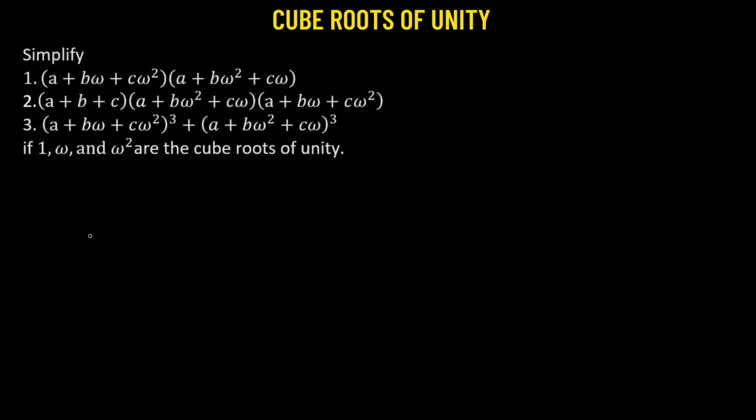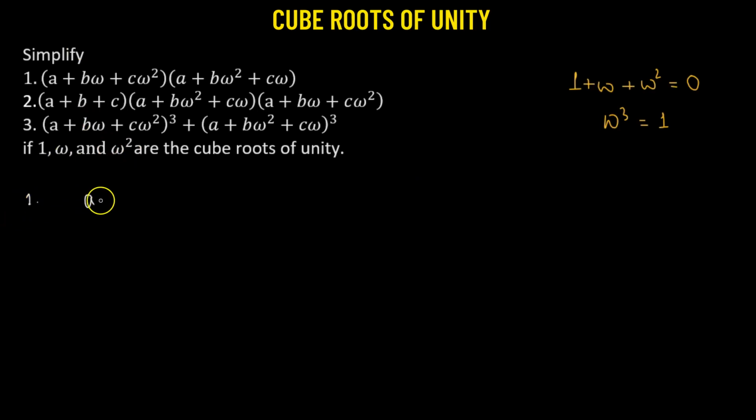In this problem, we need to simplify each of the three expressions. It's given that 1, omega and omega squared are the cube roots of unity. Since they are the cube roots of unity, it must follow that the sum of the roots, 1 plus omega plus omega squared, equals 0. And the product of the roots, which is omega cubed, equals 1. We'll use this fact. So let's begin with the first one.